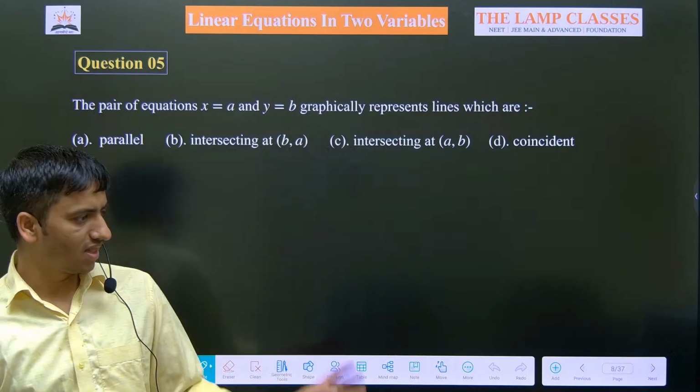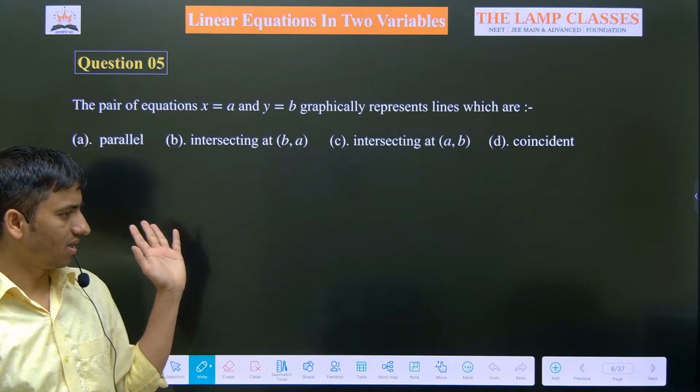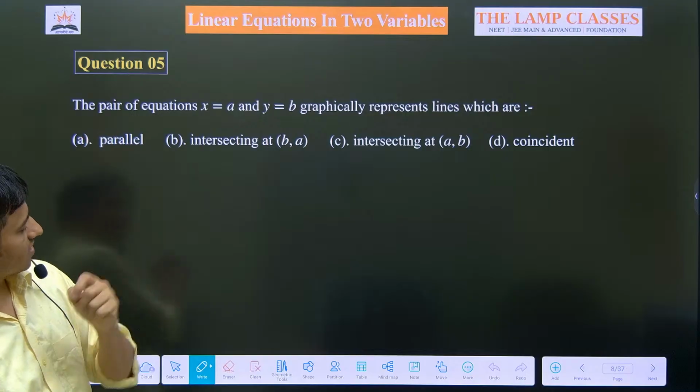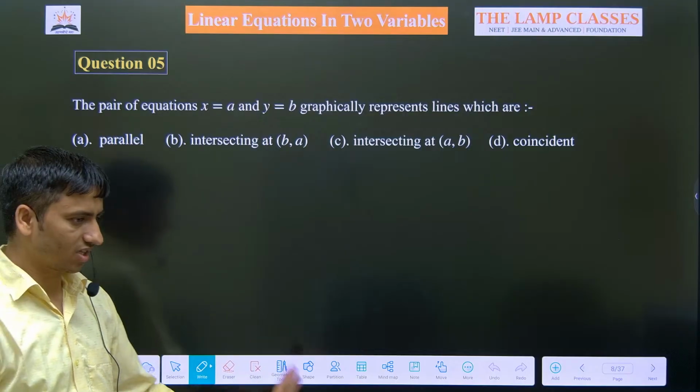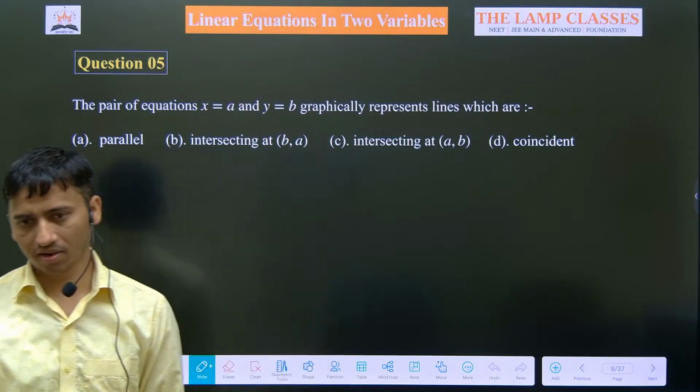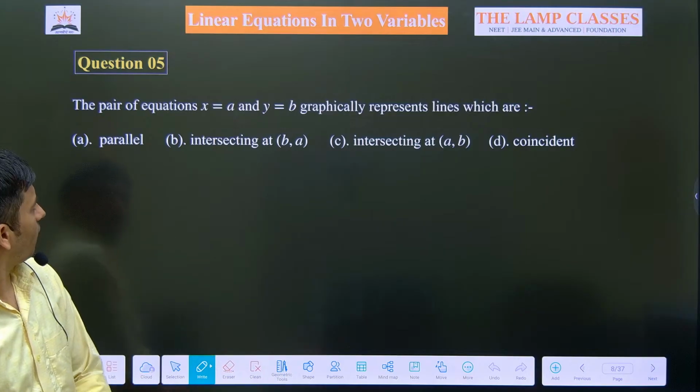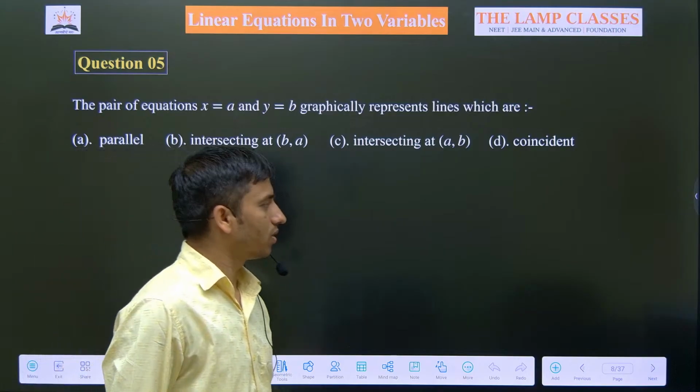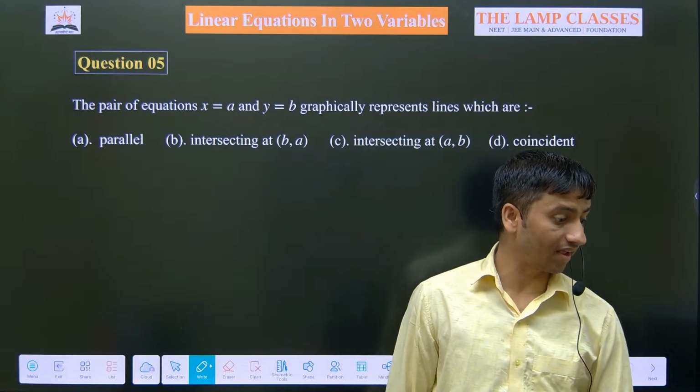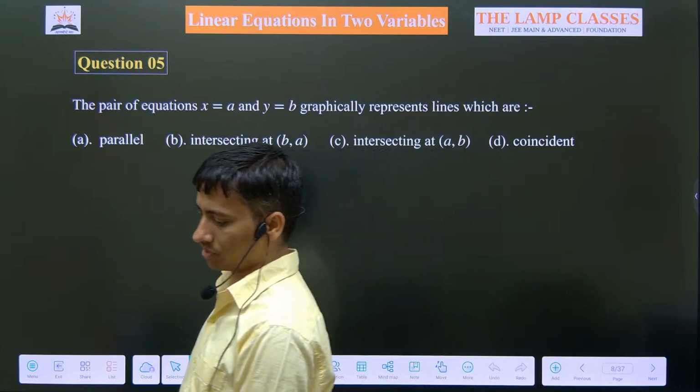I think last year they had asked a similar question, and many other times they have asked similar things. Even in 9th class, you might have done a similar question, guys. The pair of equations x is equal to a and y equal to b graphically represents lines which are. Choose the correct option.